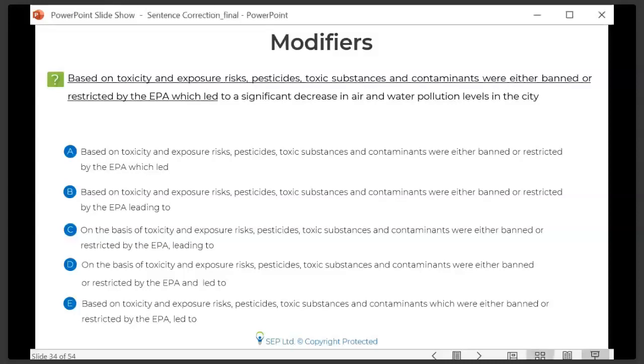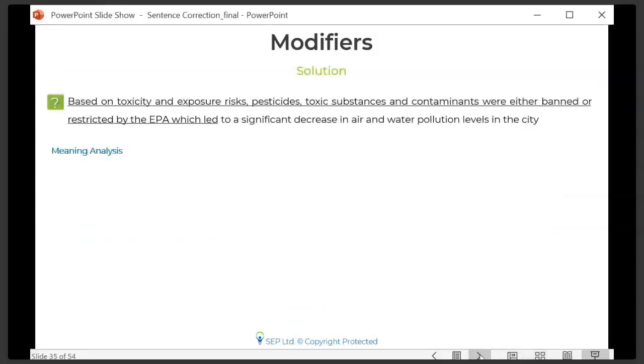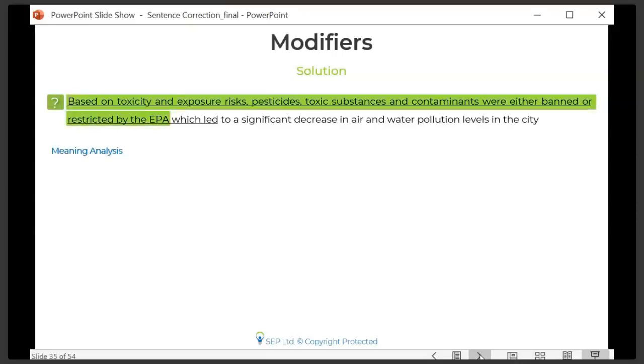Okay, let's get going. Now let's start with our meaning analysis. If we look at this part of the sentence, based on toxicity and exposure risks. So again, here, if you ask what based or who based, you don't get any answer. So based on toxicity and exposure risks is an ED modifier phrase, and it should modify a noun. Okay. So by that logic, this modifier phrase is placed next to the nouns pesticides and toxic substances and contaminants. So it must be modifying these.